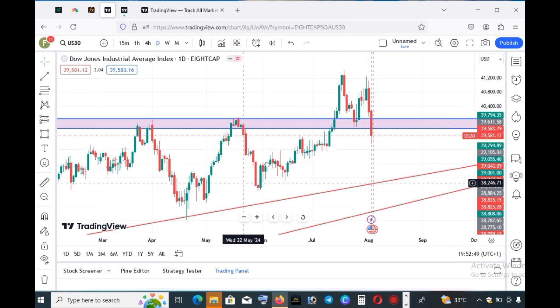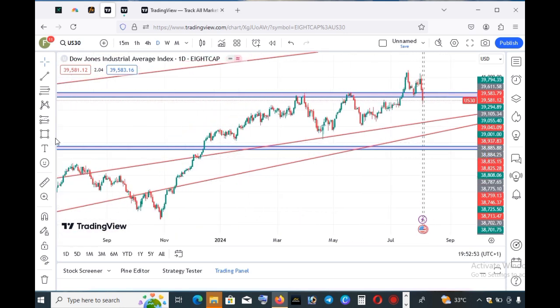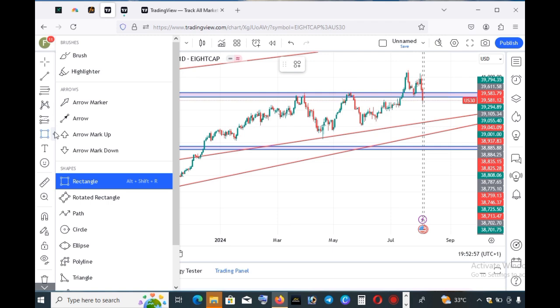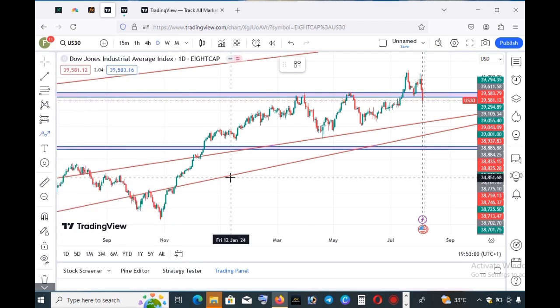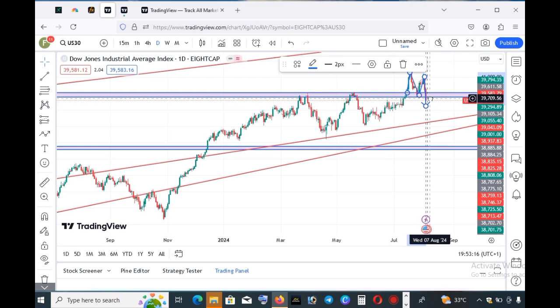So basically there will be a kind of pullback, something like this. You can see what happened here. Let me just show you. Came down here, M pattern here. We may have a kind of move back from here like this.